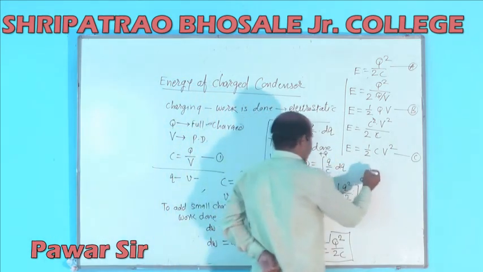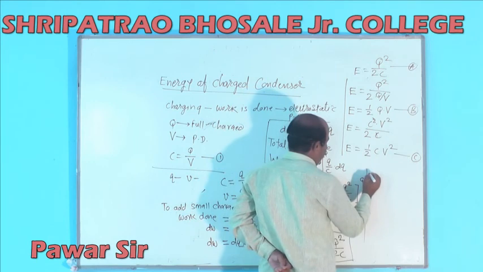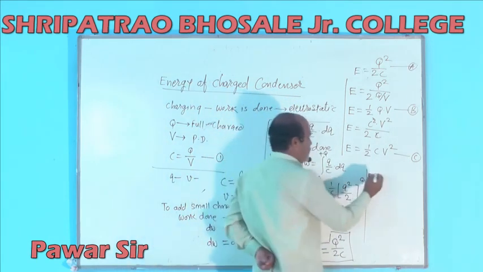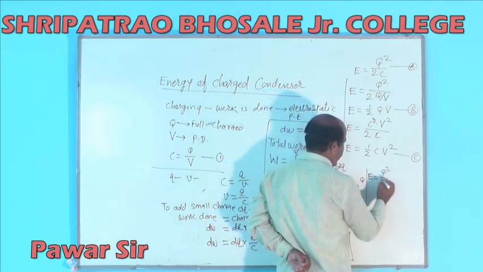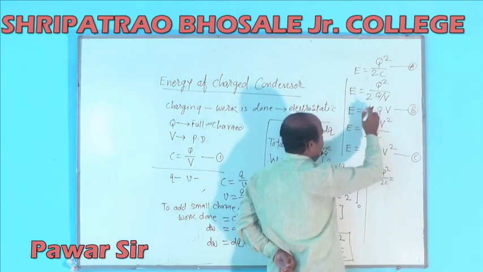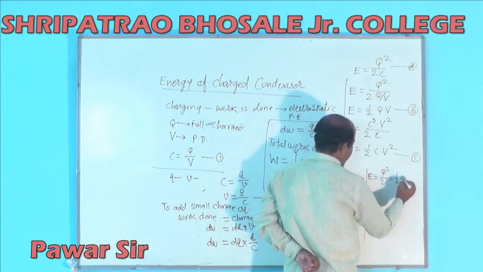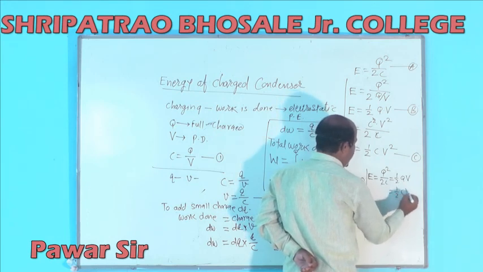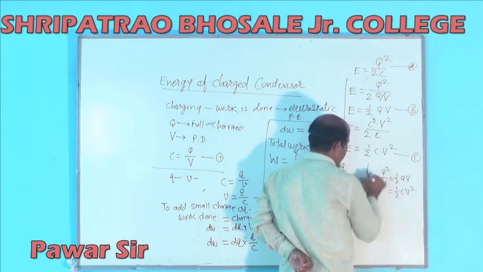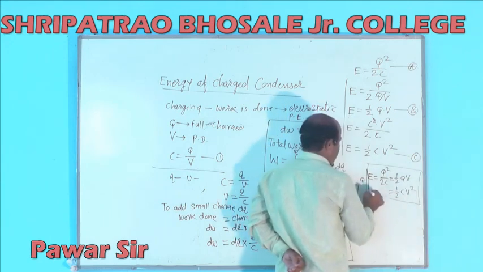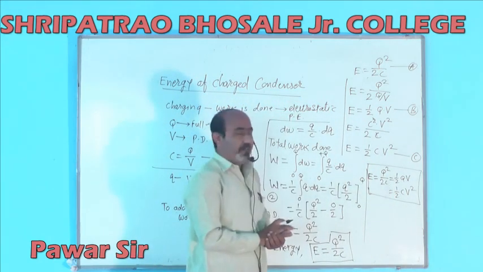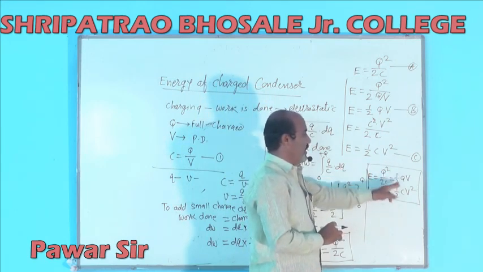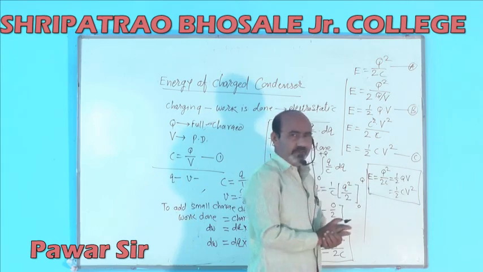So we can write combined energy of charged condenser E equal to, first is Q square by 2C, it is equal to half QV, and it is equal to half CV square. So this is energy of charged condenser in different forms. E equal to Q square by 2C equal to half QV equal to half CV square.